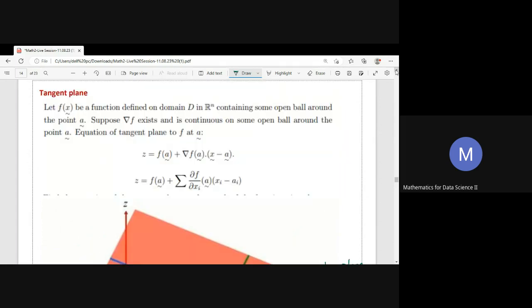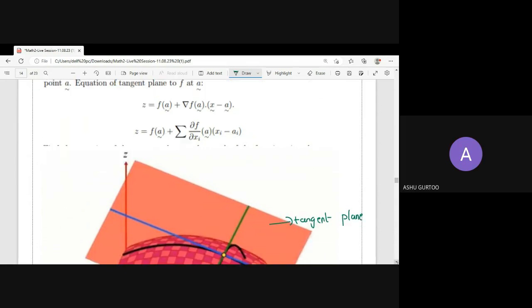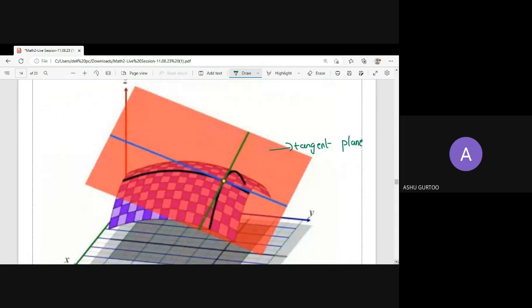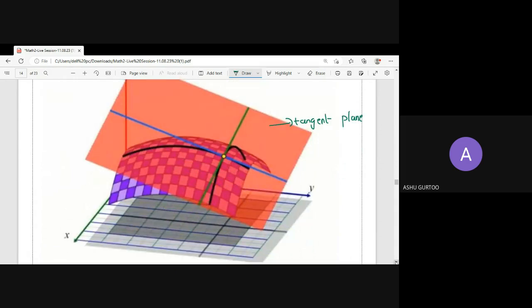Ma'am, for 3D, there can also be multiple planes, right? The tangent plane at a point will be one, right? At one point it will be one, since you are just considering one particular point. So on that, only one plane will exist, right? Yes.